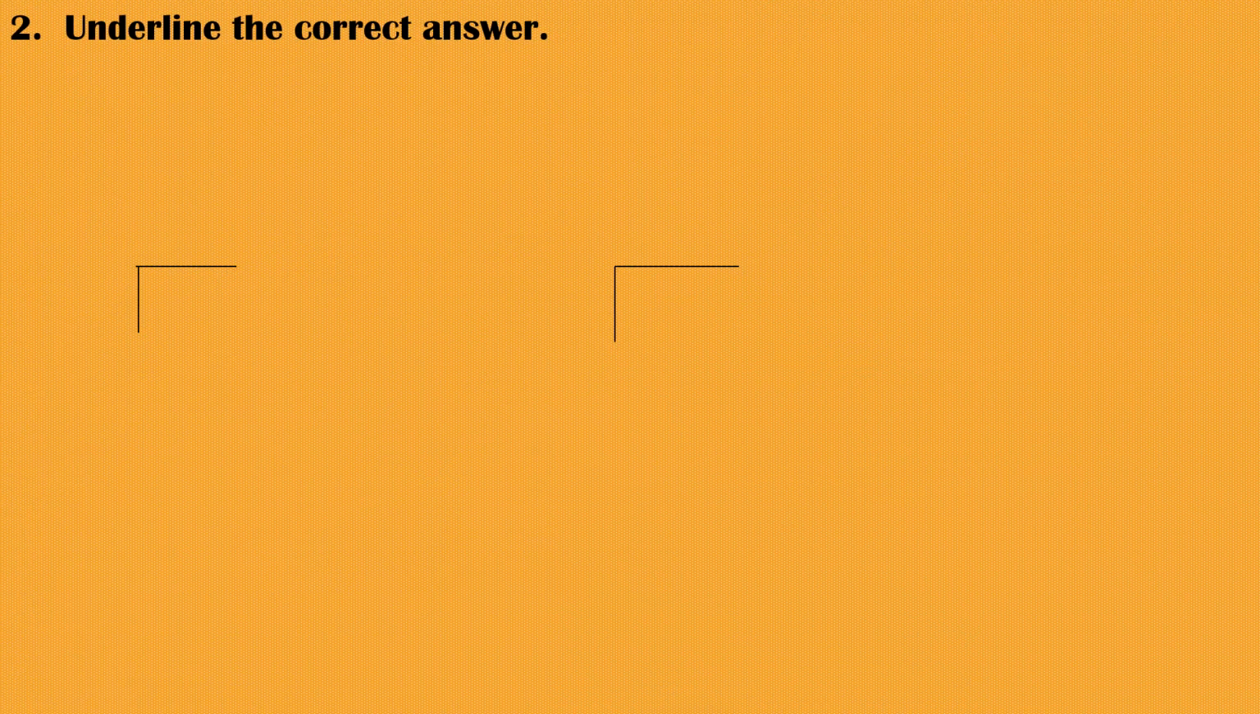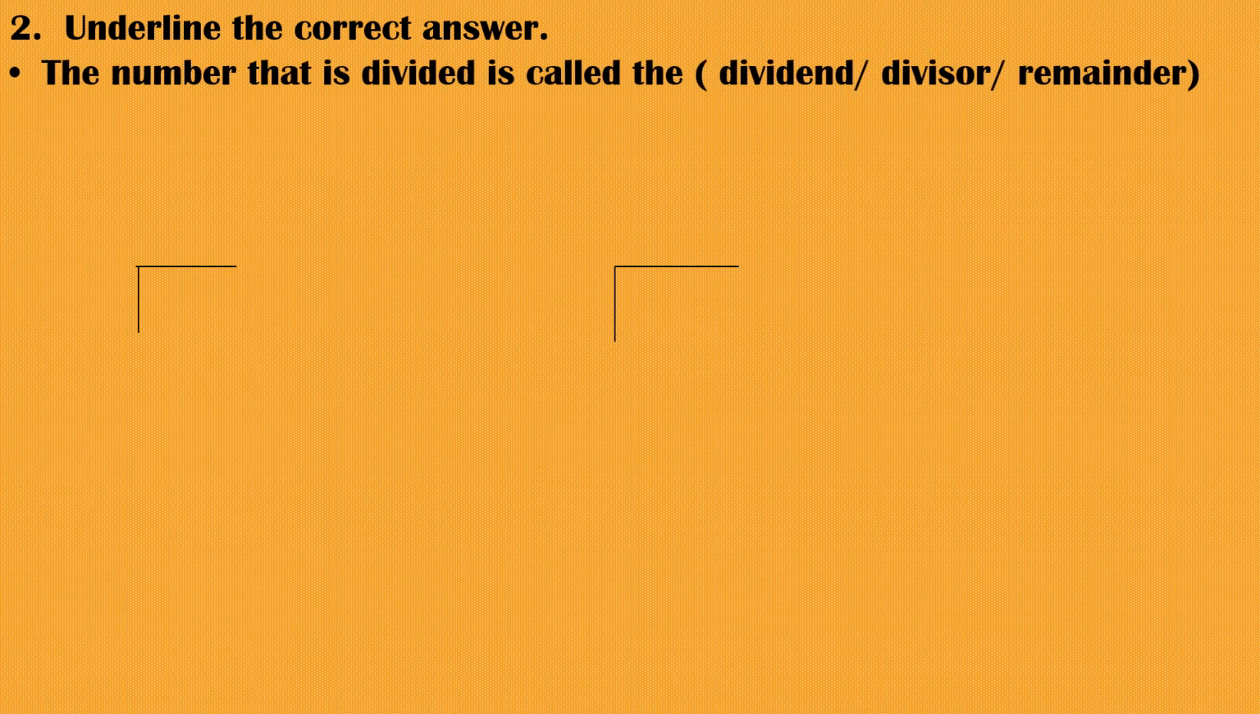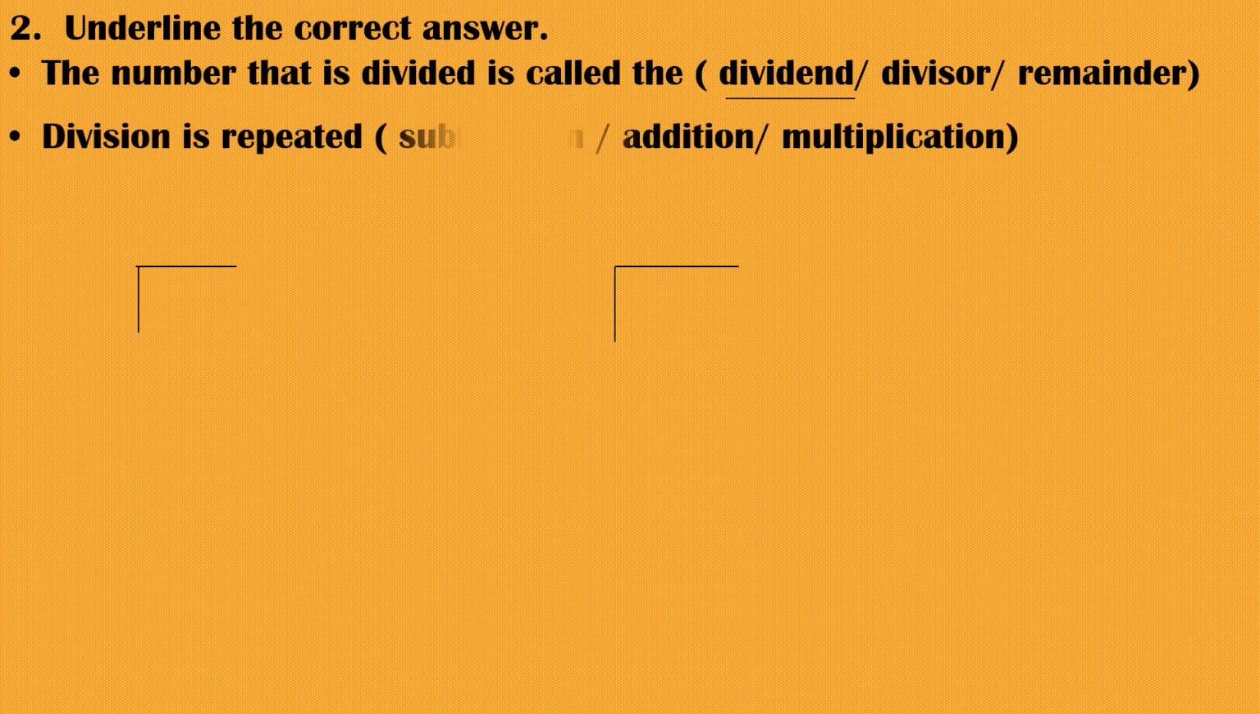Now children, here you have to underline the correct answer. Now the first question is, the number that is divided is called the what? Dividend, divisor, or remainder. That means the number that has to be divided. So that will be your dividend. Then B part, division is repeated what? Subtraction, addition, or multiplication. So division is repeated subtraction is the answer.